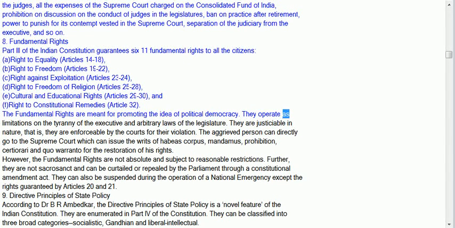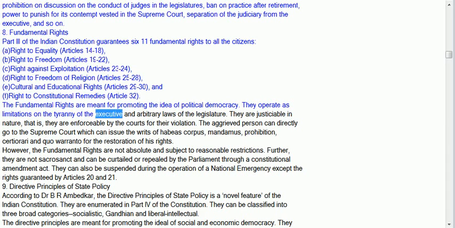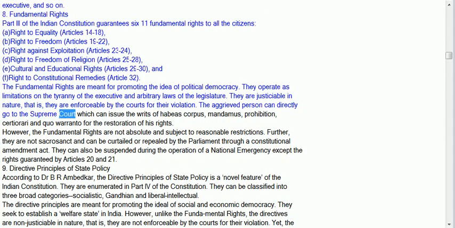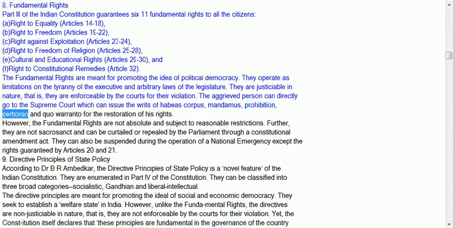They operate as limitations on the tyranny of the executive and arbitrary laws of the legislature. They are justiciable in nature, that is, they are enforceable by the courts for their violation. The aggrieved person can directly go to the Supreme Court, which can issue the writs of habeas corpus, mandamus, prohibition, certiorari and quo warranto for the restoration of his rights.